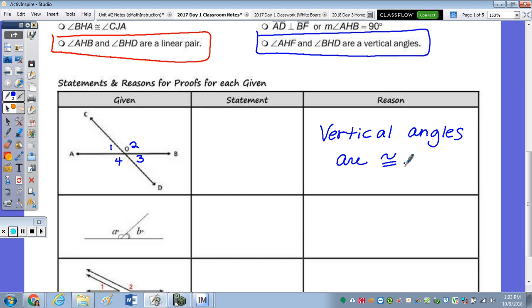Anytime two lines intersect, you can conclude that vertical angles are congruent. Who can give me one angle pair? So, for instance, angle 1 is congruent to, Caitlin, angle 3. And then angle 2 is congruent to angle 4. So anytime two lines intersect, you can conclude that vertical angles are congruent. All right, the next row.